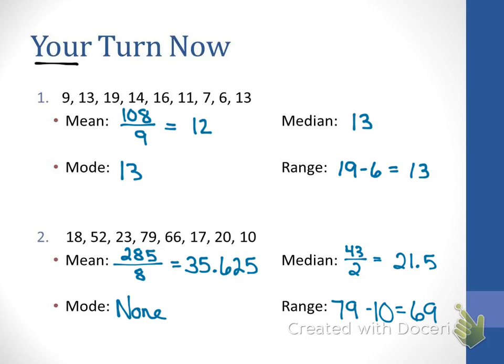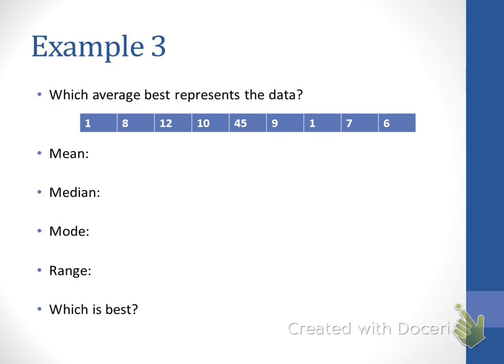Now you're going to have a couple questions on your homework tonight that ask you, what is the best average? What is the best average that represents the data? So I look at the data as a whole, and I want to ask myself, okay, which one of these averages best represents the data that's being shown? So what I want you to do is start by just finding the mean, median, mode, and range of the set of numbers, and then we'll talk about which one of them is the best representation of the data. Okay, what's the total when you add them up for the mean?